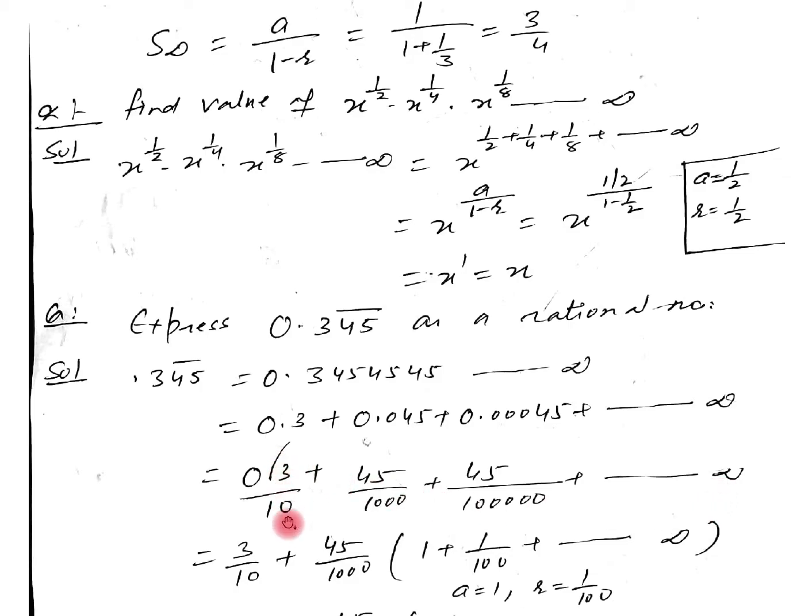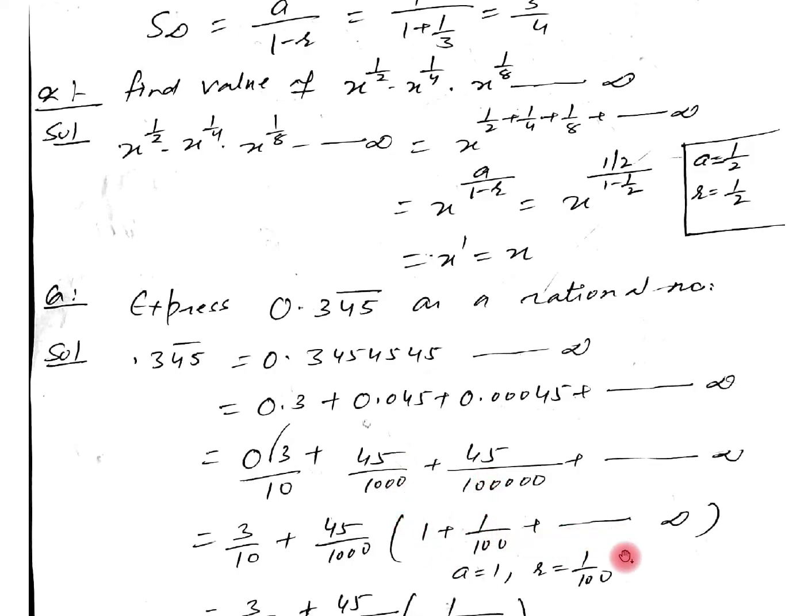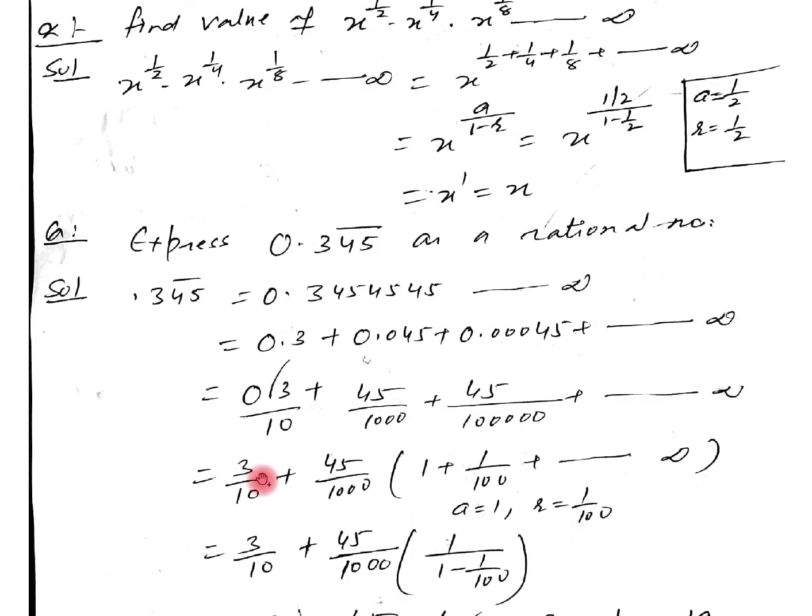Now here the 3 by 10 term remains separate. From all these other terms we can take 45 by 1000 common. We are left with 1 plus 1 by 100 and so on. Therefore it can be written as 3 by 10 plus 45 by 1000 times the bracket. Again it is an infinite GP. Here a is 1 and r equal to 1 by 100.